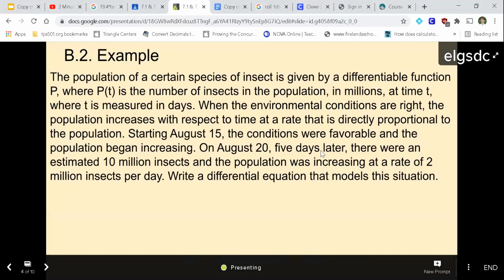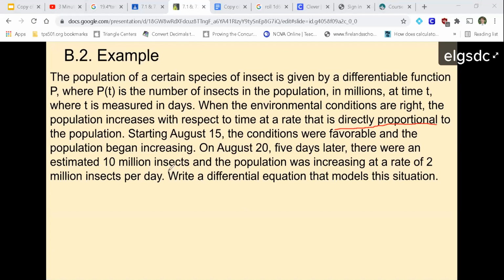All right, let's look at an example. The population of a certain species of insect is given by a differentiable function p, where p of t is the number of insects in the population in millions at time t, where t is measured in days. So far, not very much of this is useful. When the environmental conditions are right, the population increases with respect to time at a rate that is directly proportional to the population. Okay? You see that?